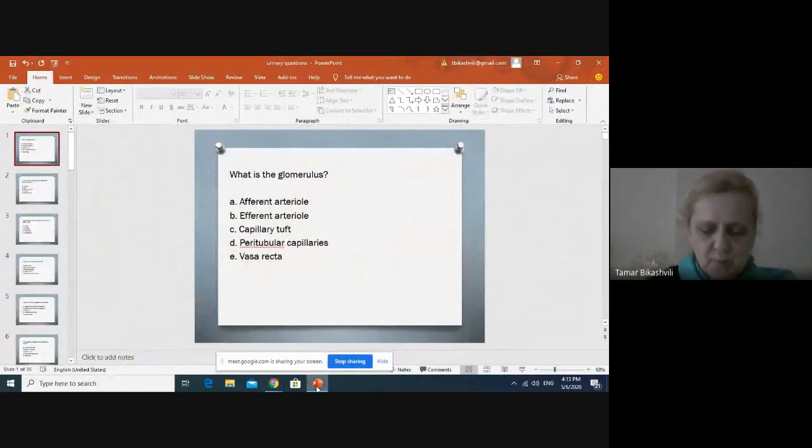It's the part of the renal corpuscle. Yes, renal corpuscle. And which type of capillaries? Fenestrated capillaries.